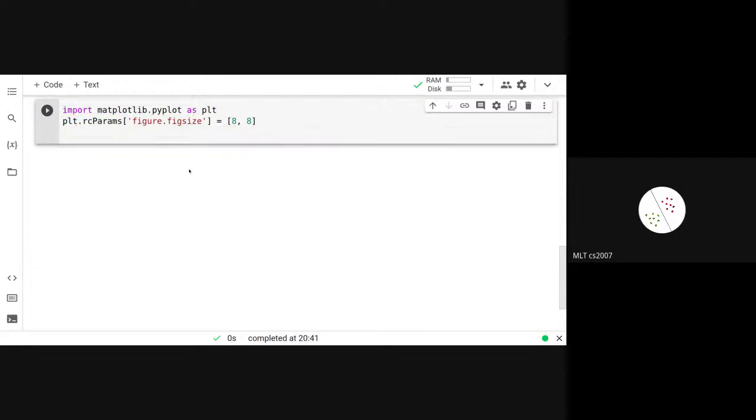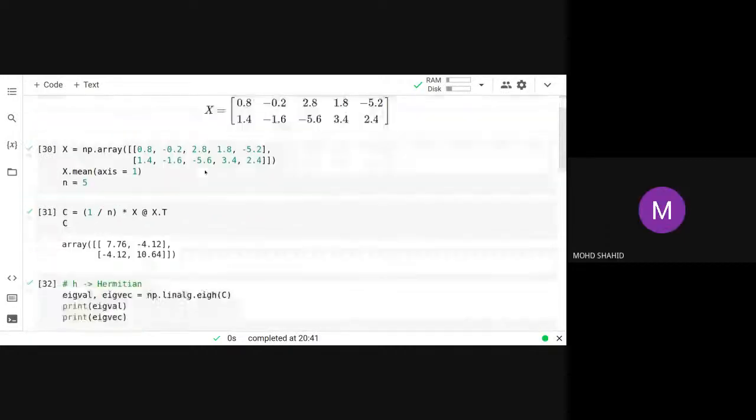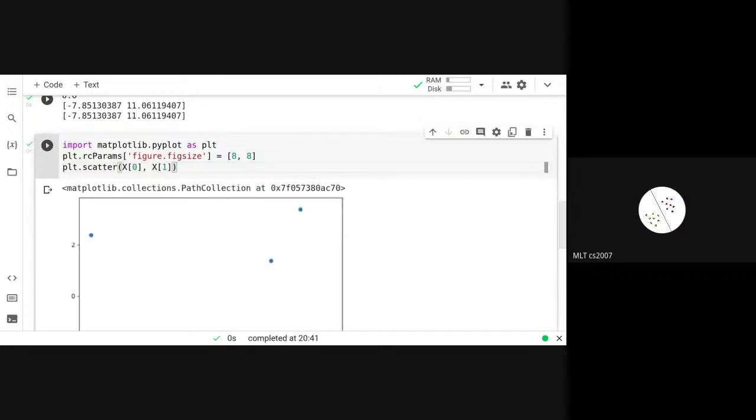So you have to plot X, and how do I plot? I need to plot a bunch of data points, so I use what is called a scatter plot. You have to first fill in the X coordinate and then the Y coordinate. From this matrix, what is the X coordinate for the data points? First row, right? X zero is the first row. In fact, this will work. Let's try and see how it works.